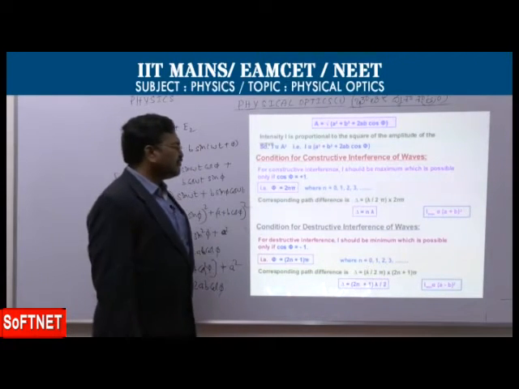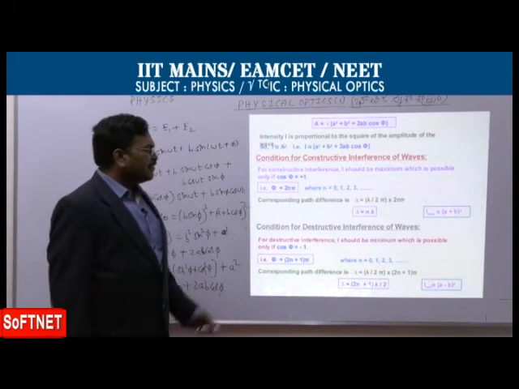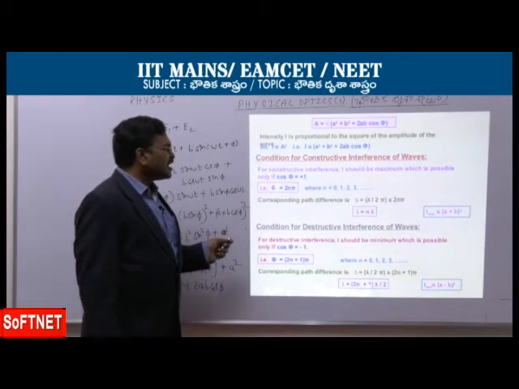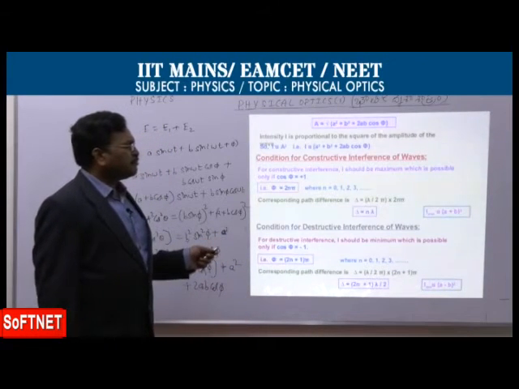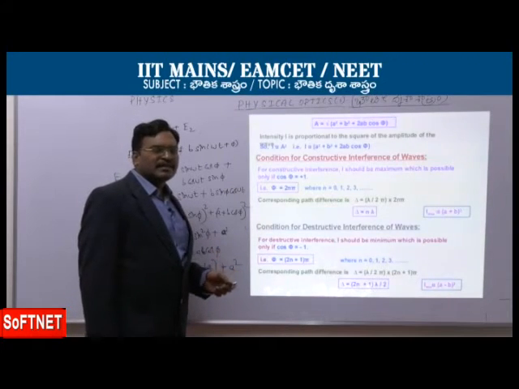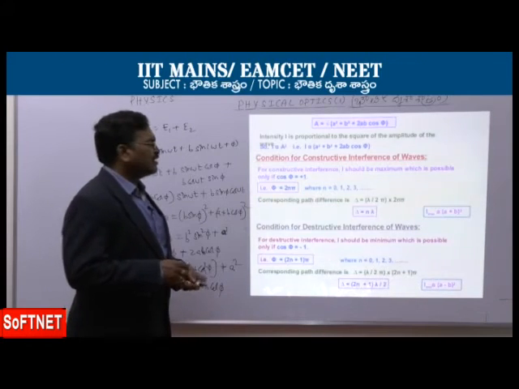At that time those waves are in phase, so the amplitude is maximum, but mathematically we explain it like this. For constructive interference, I should be maximum, which is possible only if cos φ is maximum. What is the maximum value of cos φ? 1. Cos 0 is 1. The cos value varies from -1 to +1.